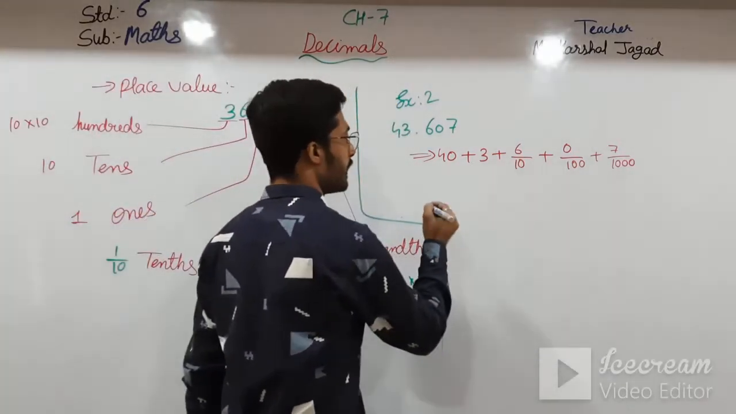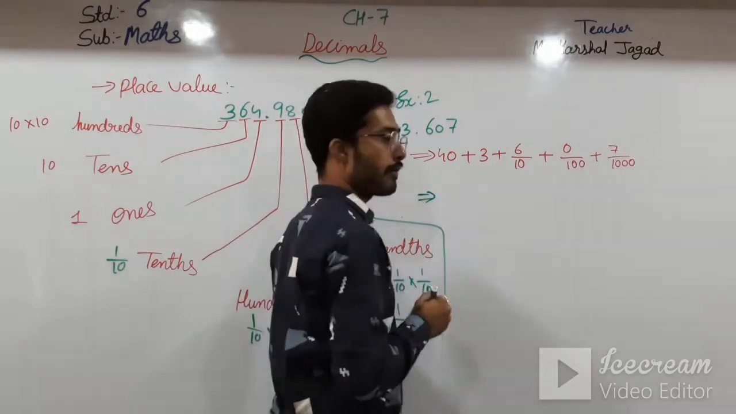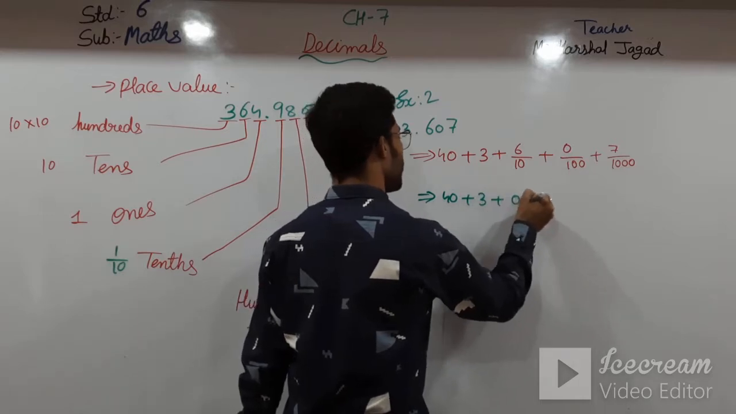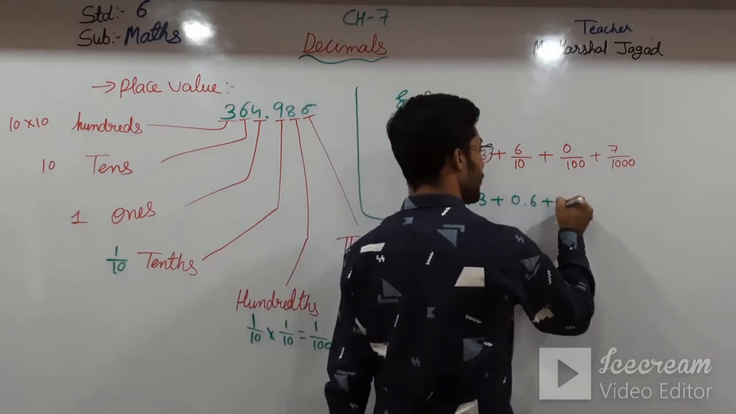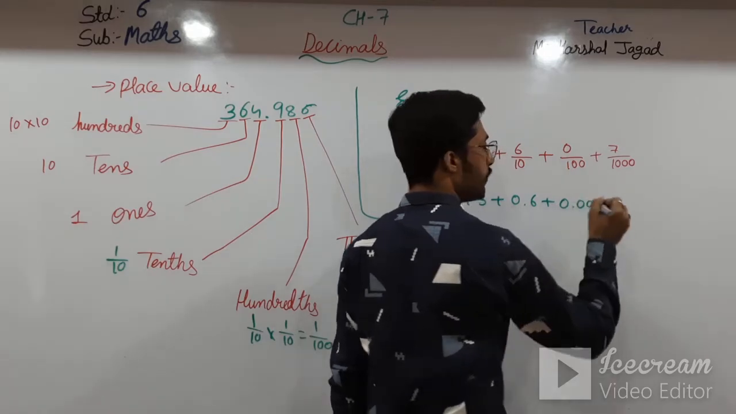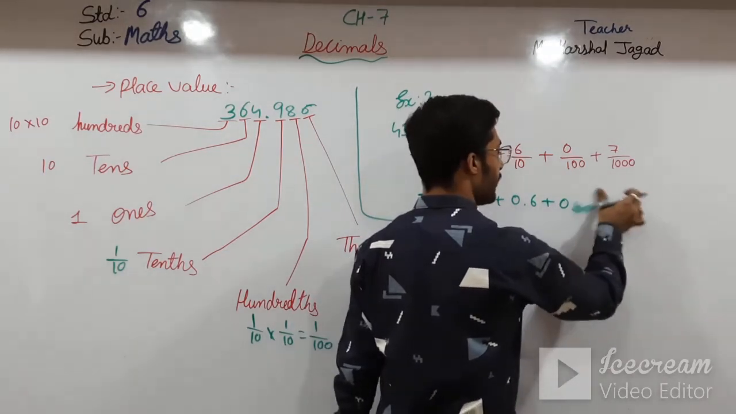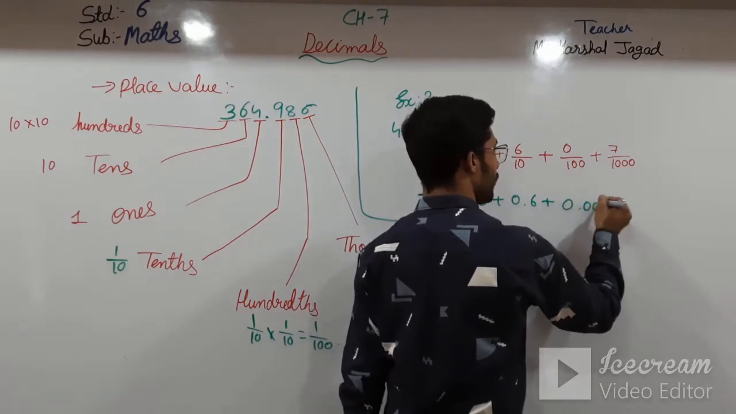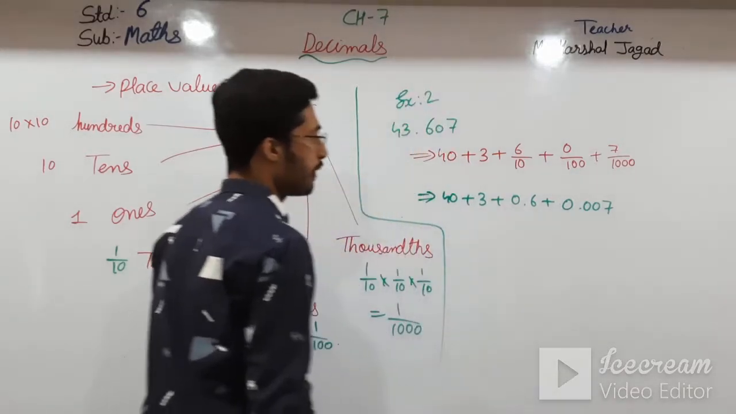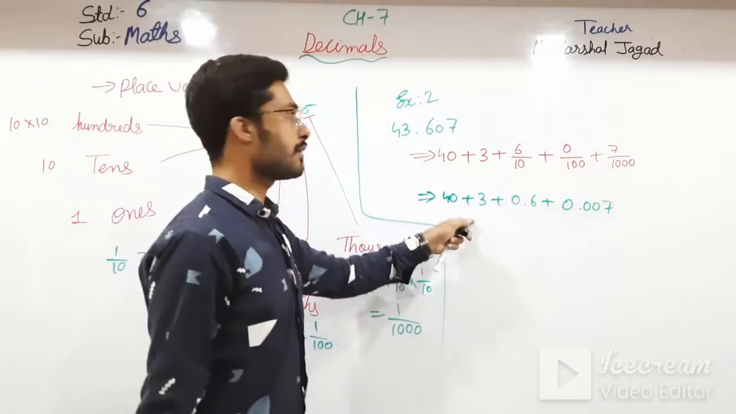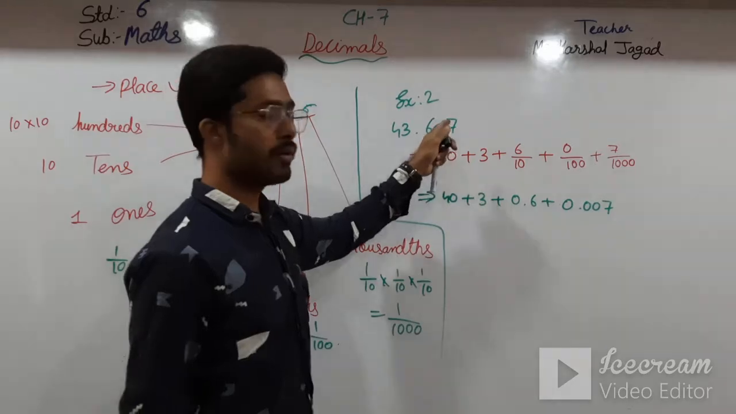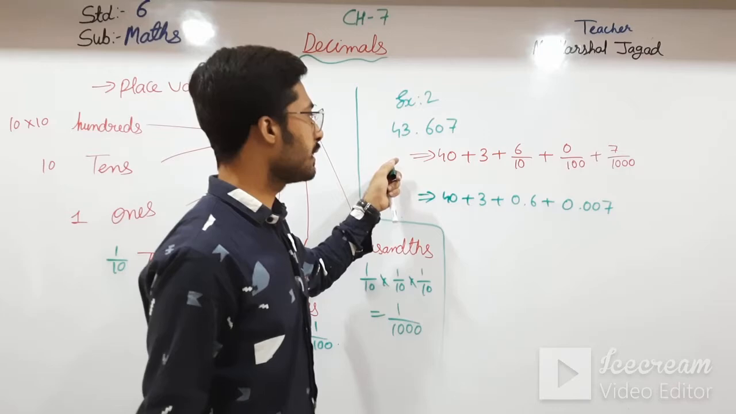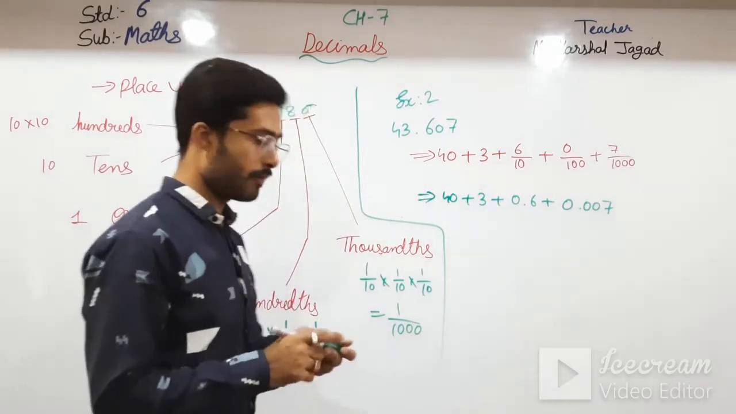This is the fraction expansion. Now in decimal form, that is 40 plus 3 plus 0.6 plus 0.00. If you write it or not, it will be the same. So plus 0.007. Okay, this is the expansion of 43.607. This is in the fraction form, and this is in the decimal form.